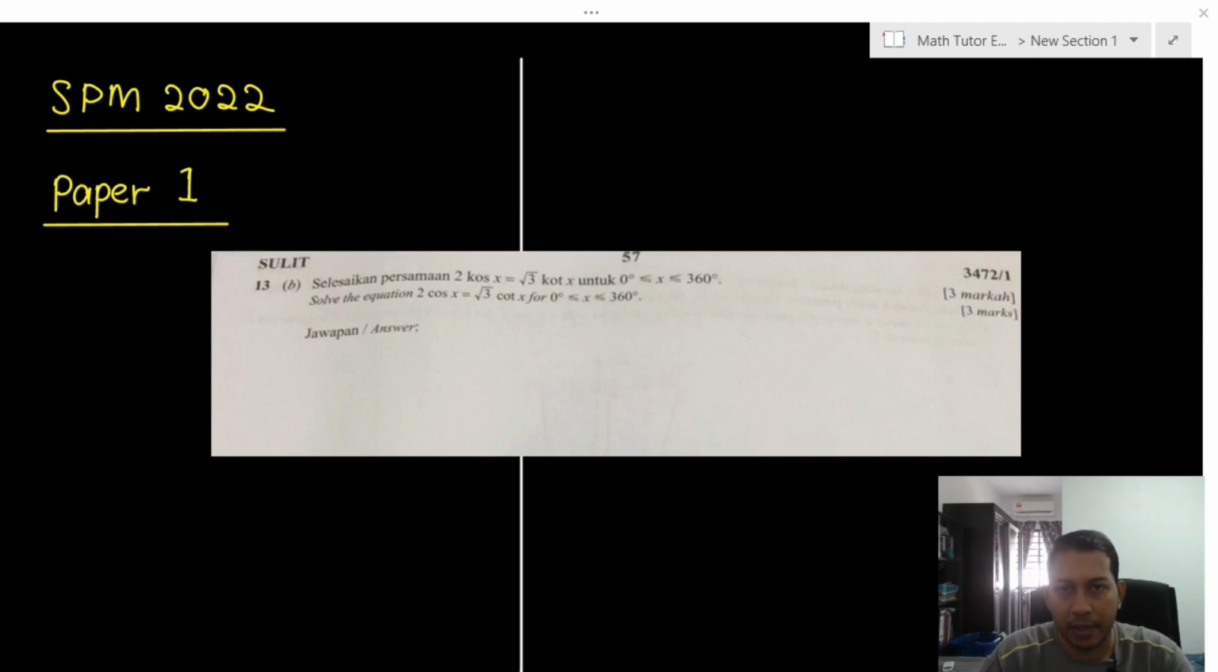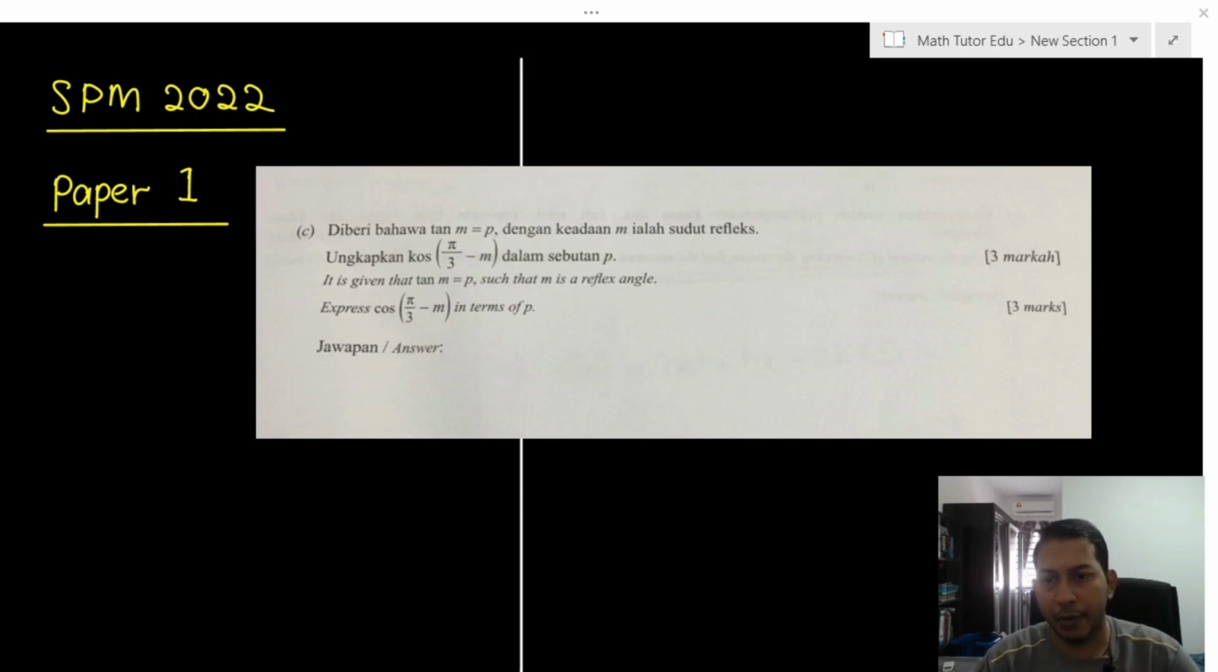Let me read the question 13 part C now. It is given that tangent M is equal to P such that M is a reflex angle. Express cos in a bracket pi minus 3 minus M in terms of P. So this is the overall question 13.